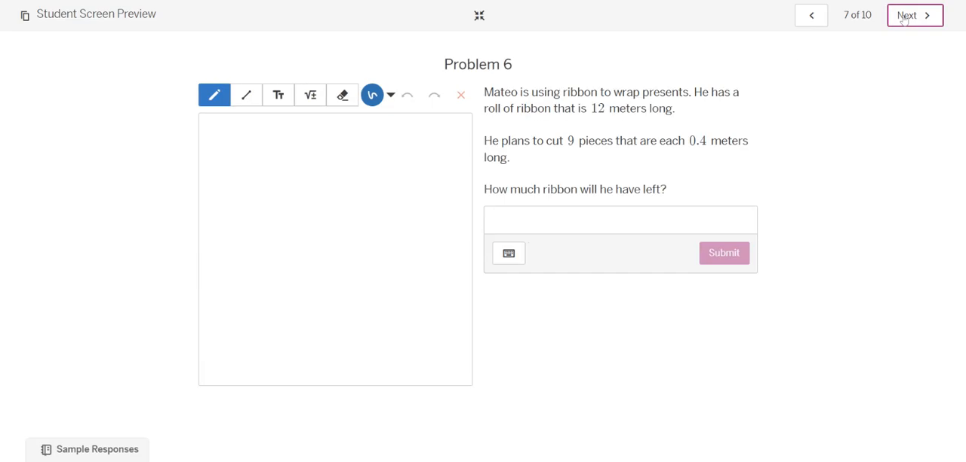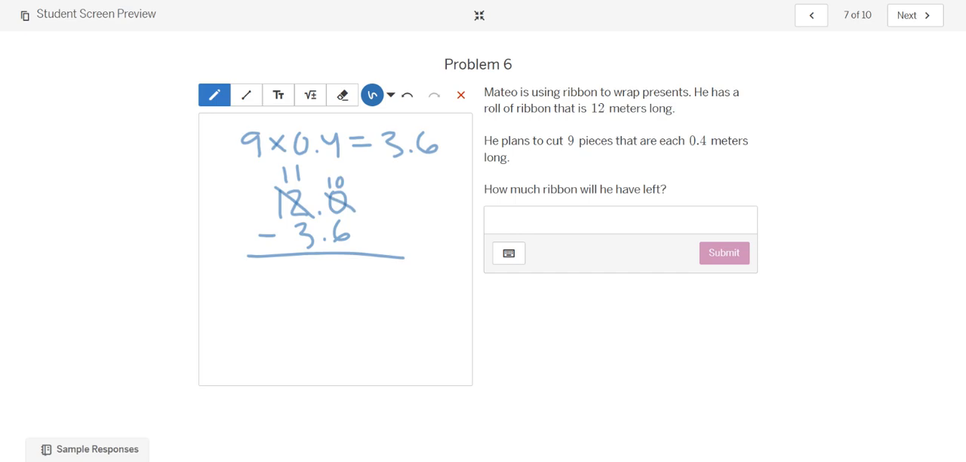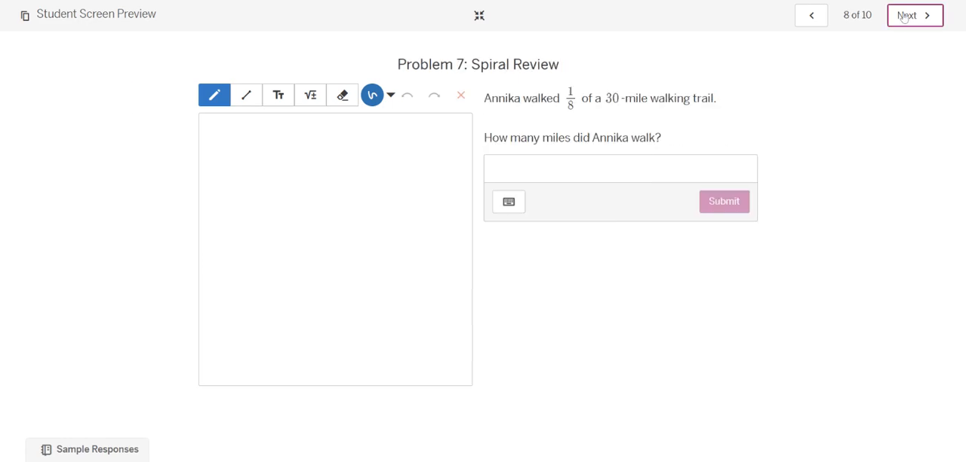Number 7. 9 that are 4. So 9 times 0.4. I'm not even going to set that one up. That's just 3.6. 12.0 minus 3.6. I get, that's going to be 11. That's going to be a 10. I get a 4. That's 8.4. 8.4. Submit. We're going pretty quick now.